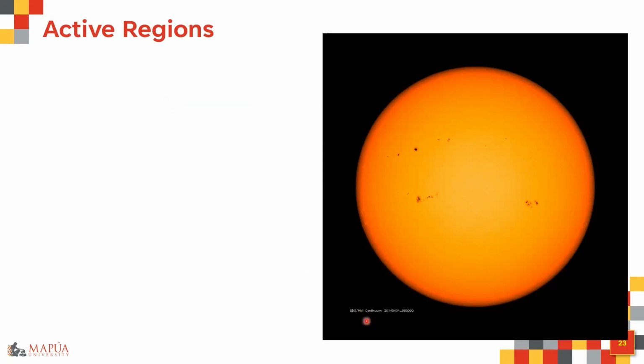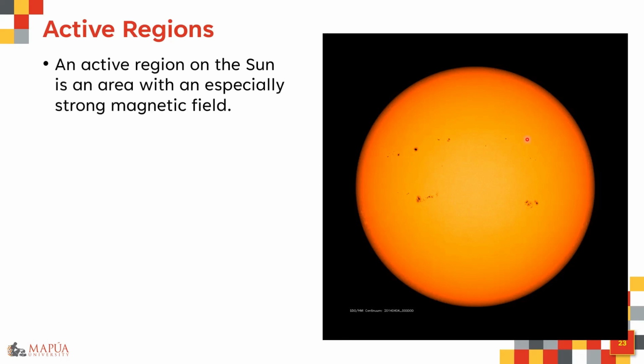As you can see here, you'll notice that there are several sunspot regions. These are actually named according to their appearances. Later, I will discuss how they're usually named. But basically, an active region of the sun is an area where there's an especially strong magnetic field, which is visually represented by your sunspots.